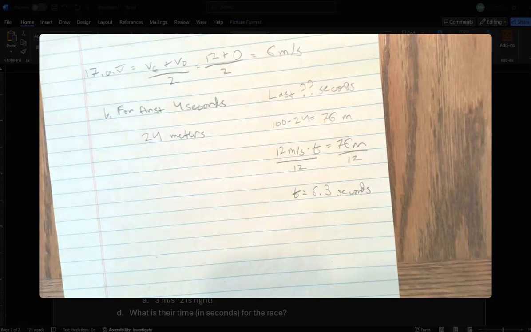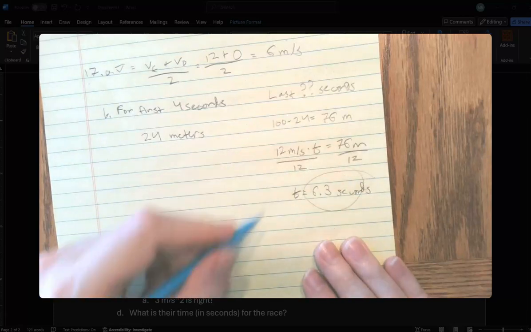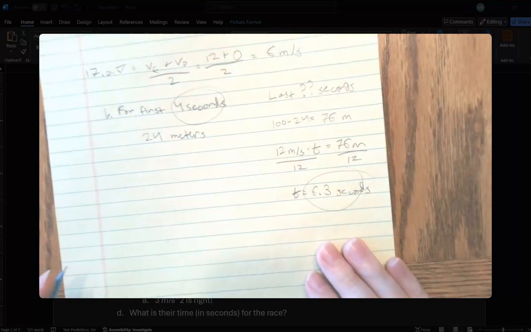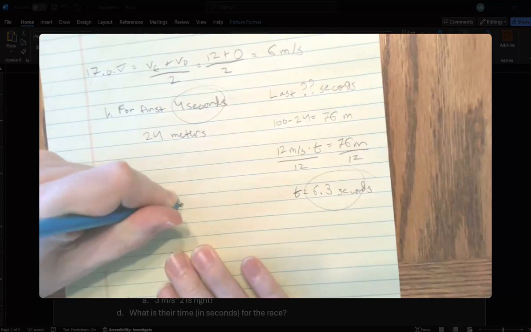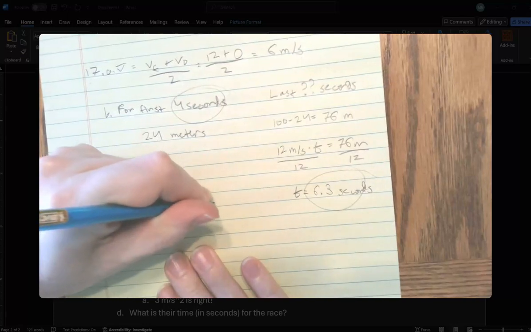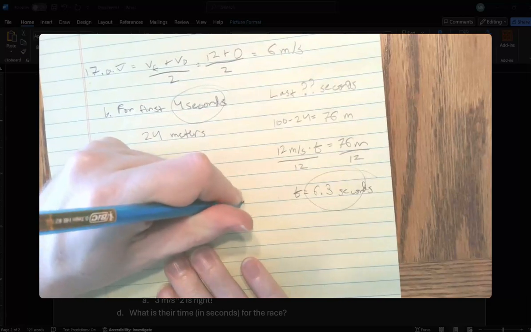All right, then we're asked to find the total time that it took for them to run the race. So if you take 6.3 plus the first 4 seconds, that gets me a total time of 10.3 seconds.